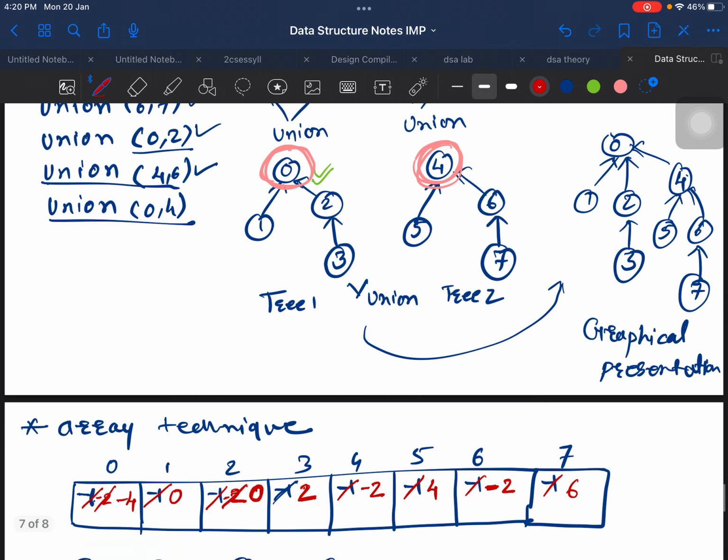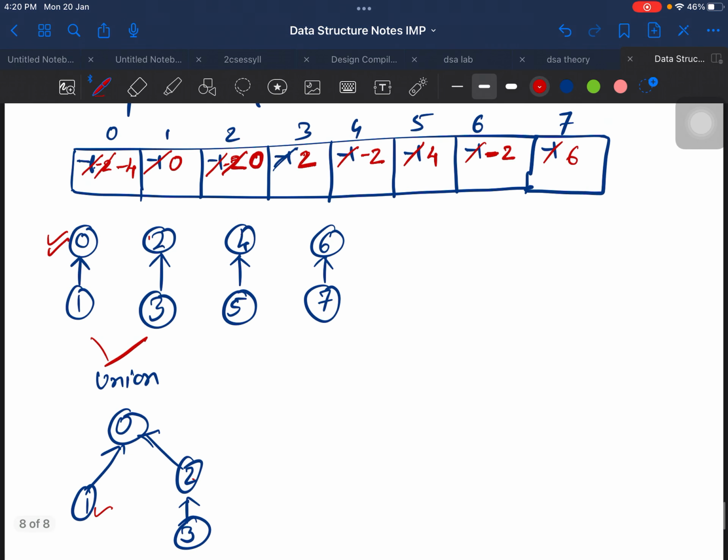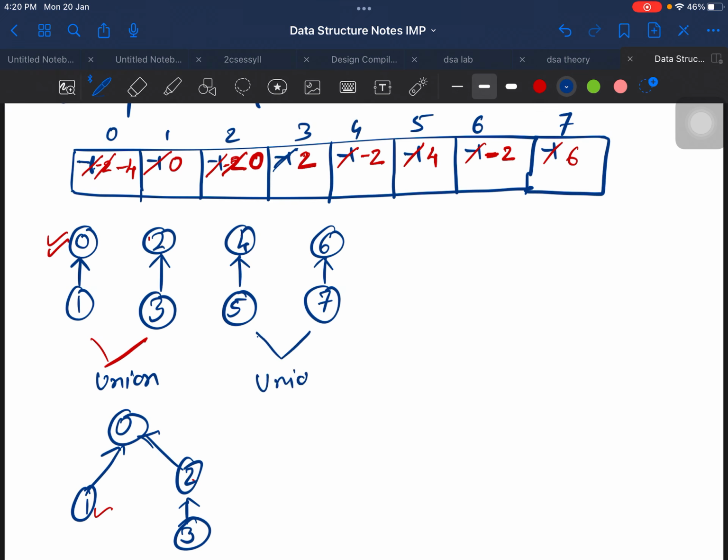Now the next union operation. The next union operation is between 4 and 6. So now I will do the union operation between 4 and 6. First of all, I am drawing the diagram, and after that I will make the changes in the array. After drawing the diagram, making the changes in the array is very easy. Otherwise, you can directly do the changes in the array, but for that you have to be very careful. So it's better to draw the diagram first. Here I am making 4 the parent.